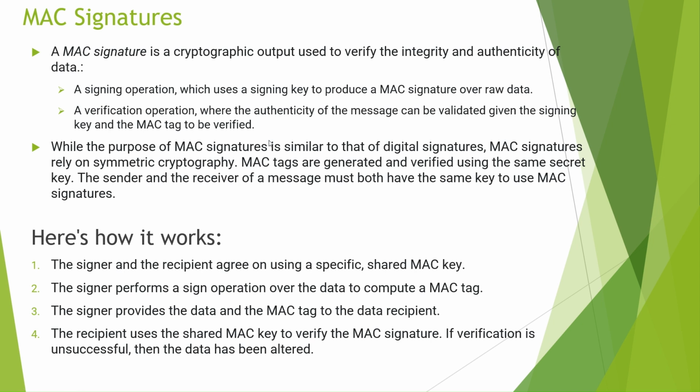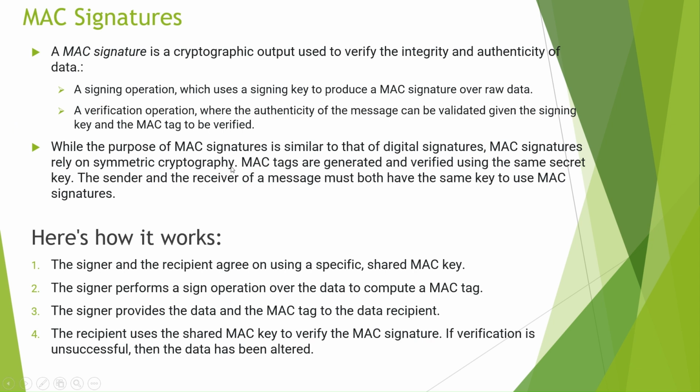Basically, whenever you do a signing operation, you will share the MAC signature with the other person, along with the raw data. And they will do the same thing and check whether the same tag is generated or not. If a different tag is generated, we can say that the data is altered, someone has compromised the data. So the purpose of a MAC signature is similar to a digital signature, which we checked in our previous video, but there is one specific thing we have to remember. It works on symmetric cryptography.